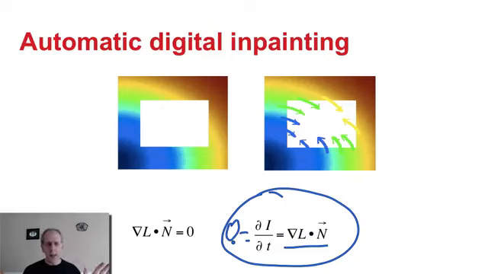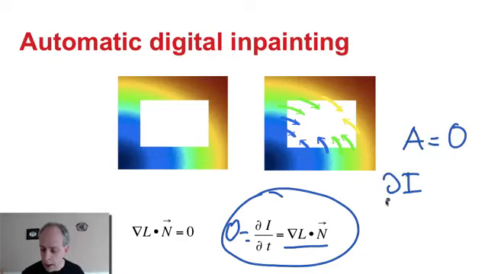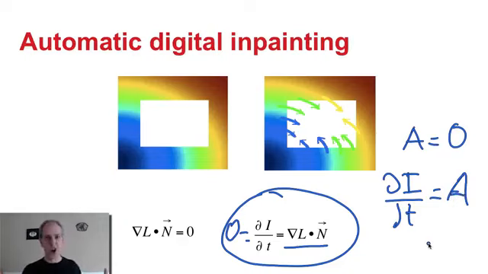So, this is actually a very simple trick. Every time you want to do something like A equal 0, whatever is A, some information of the image, you do dI/dt equal A, and you run that to steady state. That's basically what we did for the Euler-Lagrange. So this is the basic equation for this type of image inpainting.